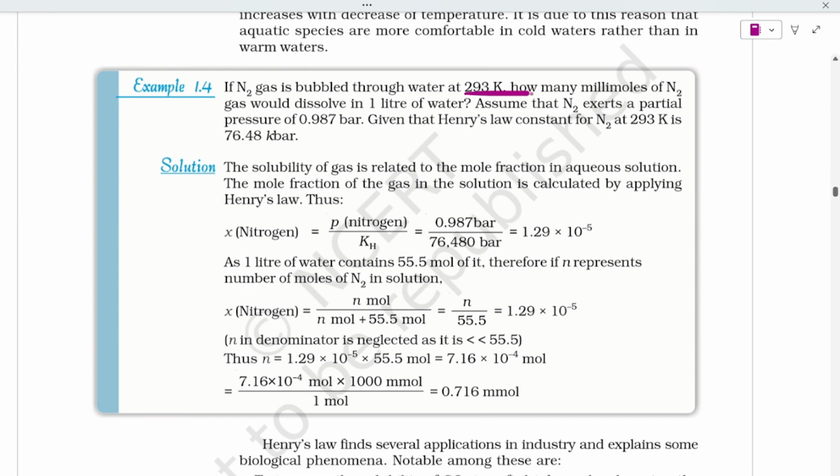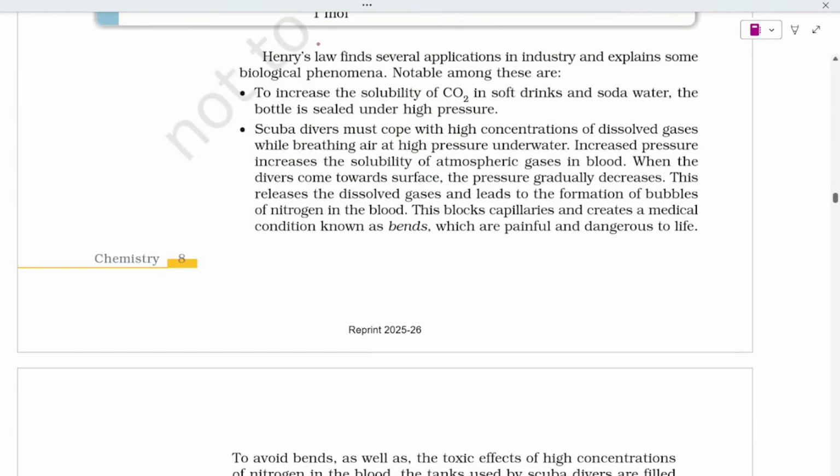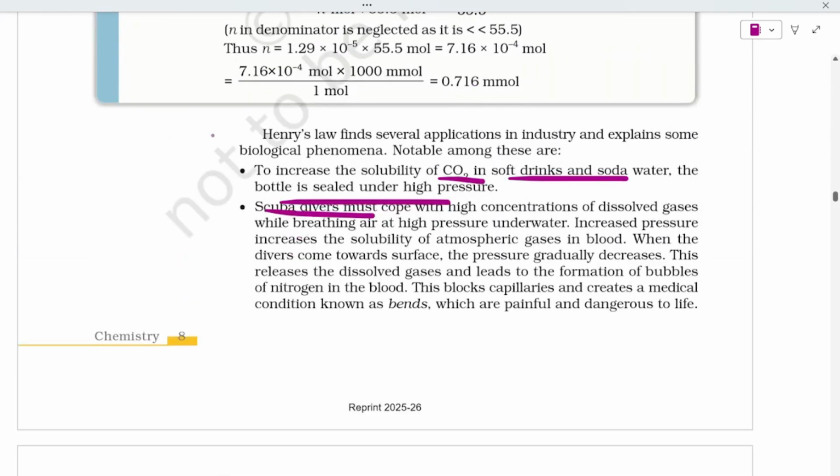Here they have given the temperature, and in 1 liter of water, nitrogen is the gas, and they have given the pressure with temperature and KH in kbar. You can substitute all the values and find out. The uses of Henry's law are to increase the solubility of CO2, carbon dioxide, in soft drinks and soda water, and for scuba divers. This is very important again.